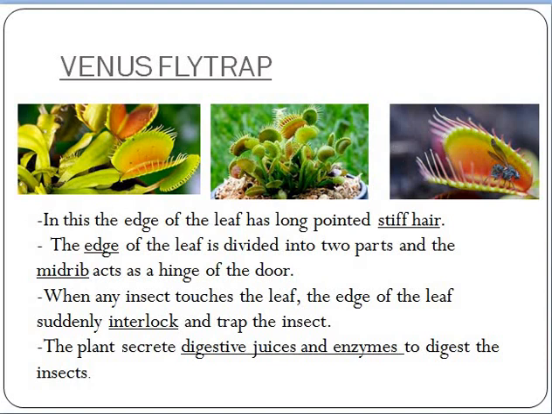The leaf is divided into two parts and the midrib acts as the hinge of the door. Now you can see the leaf is divided into two parts. One is the upper portion and one is the lower portion, and there is a center portion also of the leaf, this midrib. This midrib is over here, which helps the two portions to close. Then when any insect touches the leaf, the edges of the leaf suddenly interlock and trap the insect.